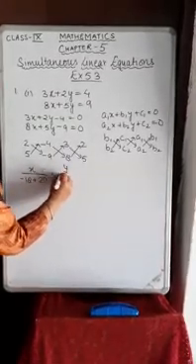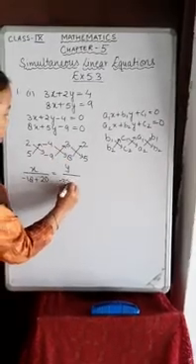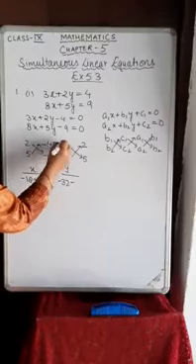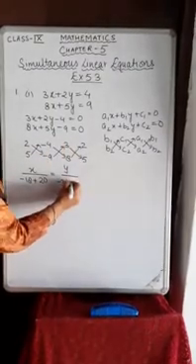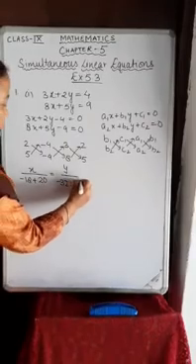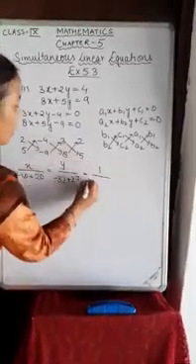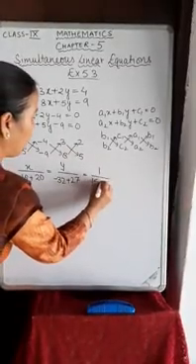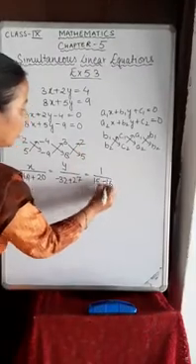Equals y upon minus 4 into 8 is minus 32, minus 9 into 3 is minus 27, and this minus 27 with the minus sign will become plus 27, equals 1 upon 3 5s are 15 minus 2 8s are 16.